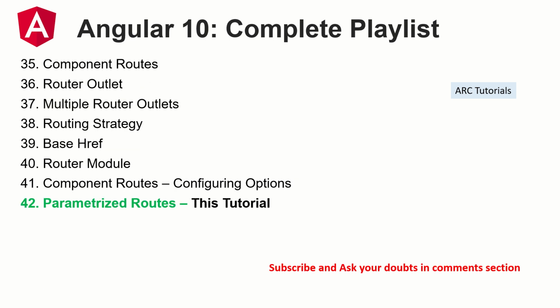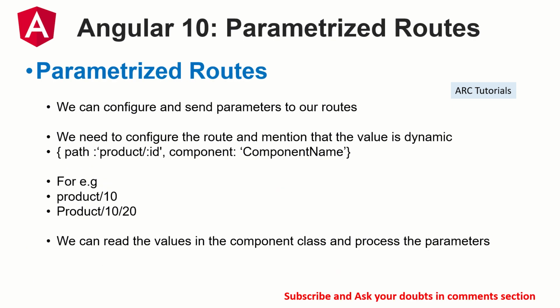Today we are learning about parameterizing routes. Let's get started. Alright, so what do you mean by parameterizing routes? It means that we can configure and send some parameters to our routes. Those are visible in the URL. For example, if you see here, product/10, product/10/20. This means that we are parameterizing and sending a dynamic value, and here the dynamic values are 10, 20 like that. So these are the dynamic values.